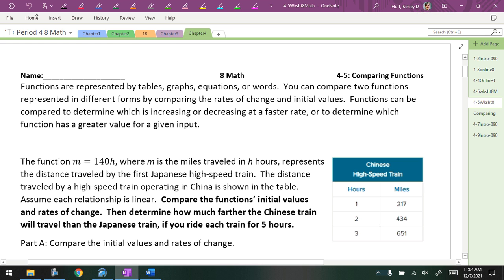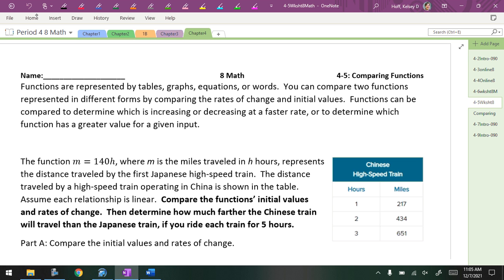Recap of yesterday. Yesterday you practiced remembering how to write equations, identifying your slope, and calculating your initial value. So today we're going to start comparing two different functions. They might give us tables, graphs, or words. And we can compare them by comparing their rates of change and their initial values, by saying one's initial value is higher than the other, or one has a greater initial value, or one has a larger increasing rate than the other.